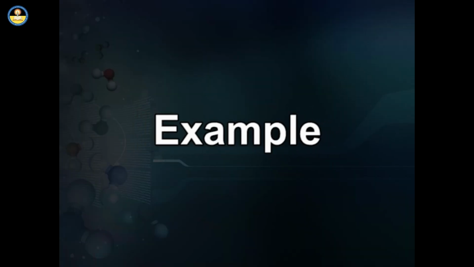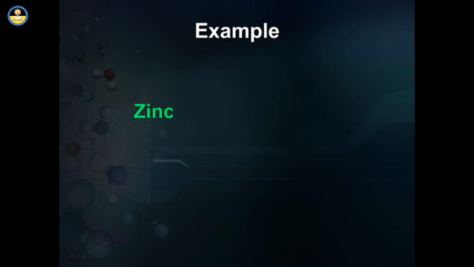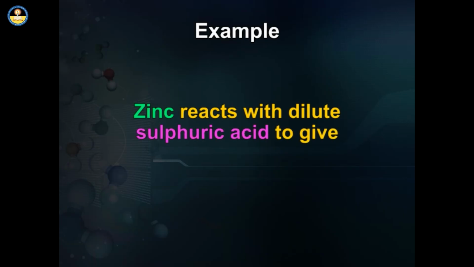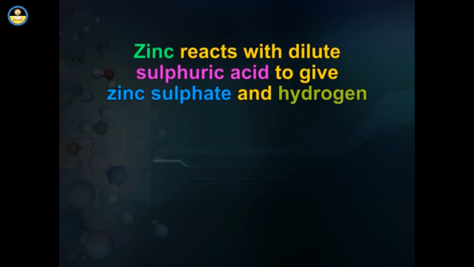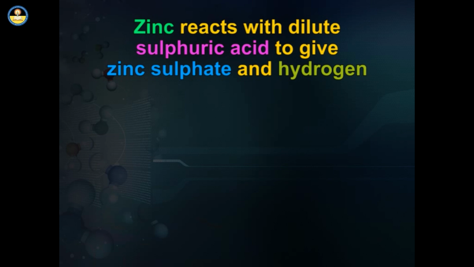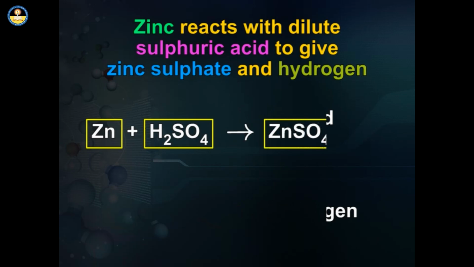Let us illustrate the balancing of chemical equations with the help of an example. 1. Zinc reacts with dilute sulfuric acid to give zinc sulfate and hydrogen. Solution. The word equation for the reaction is zinc plus sulfuric acid gives zinc sulfate plus hydrogen. The symbol equation for the same reaction is Zn plus H2SO4 gives ZnSO4 plus H2.